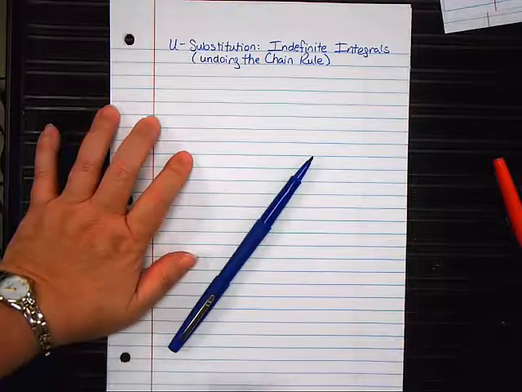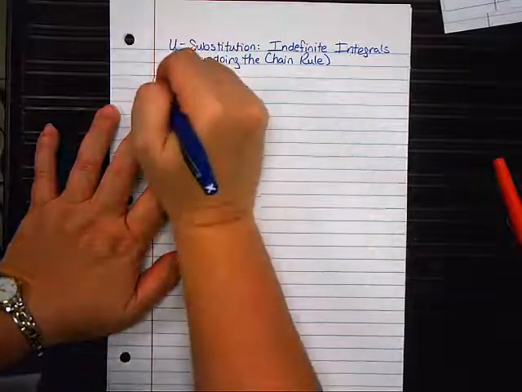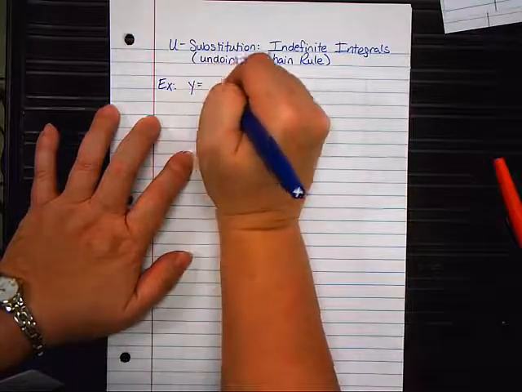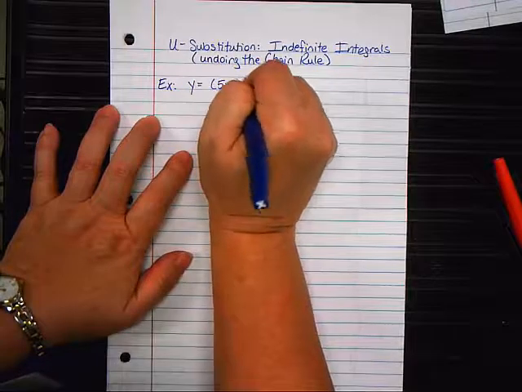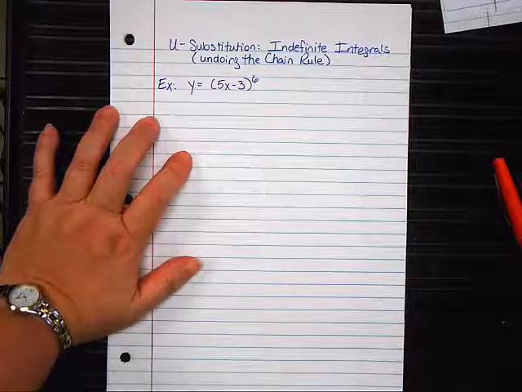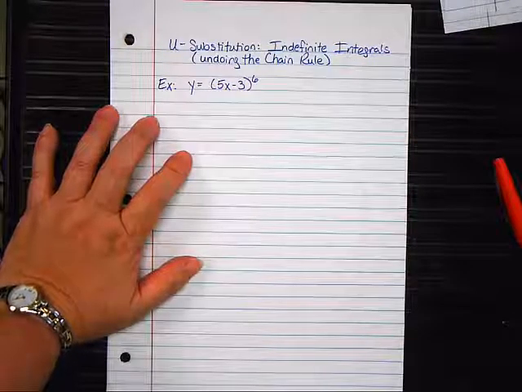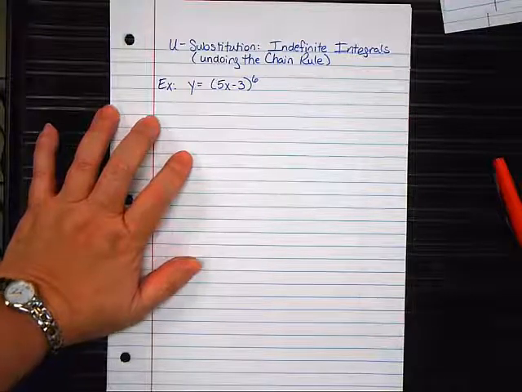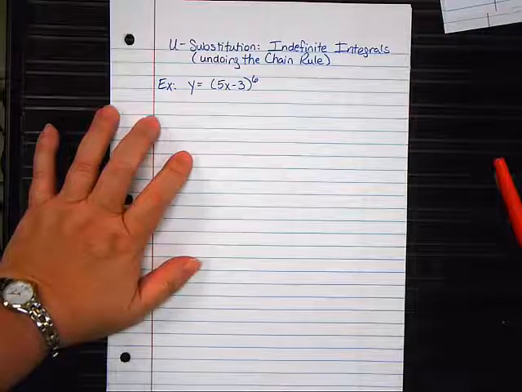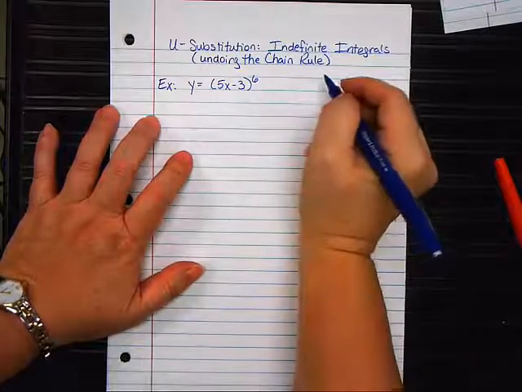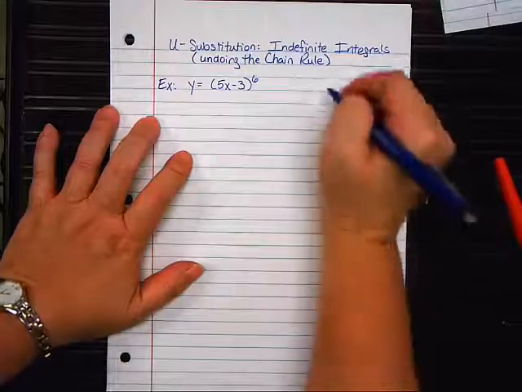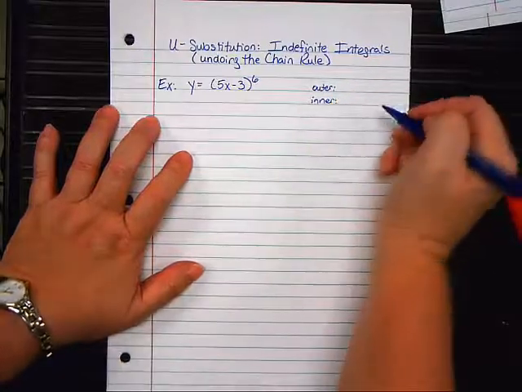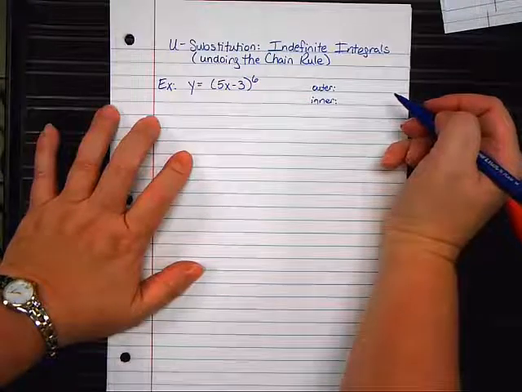So, we're going to start out by practicing the chain rule forwards. So, y equals 5x minus 3 to the 6th power. That's a chain rule problem. I want to take its derivative. I want to think about the process, and I want to look at the way the answer looks. For a minute, I'm going to go back to the old-fashioned way, writing out what the outer and what the inner functions are, because I'm going to refer back to them in a few minutes.